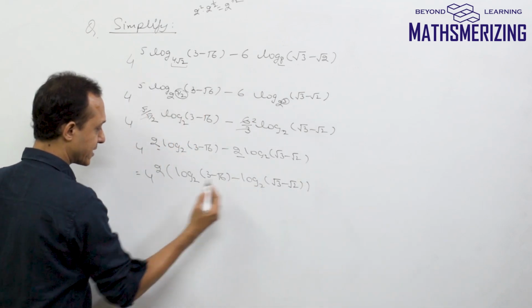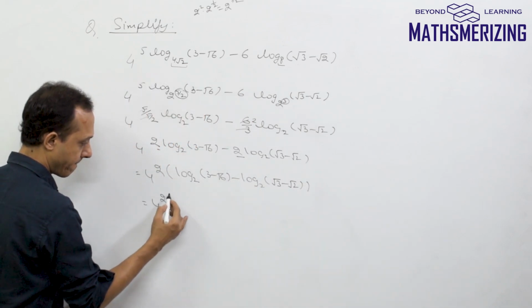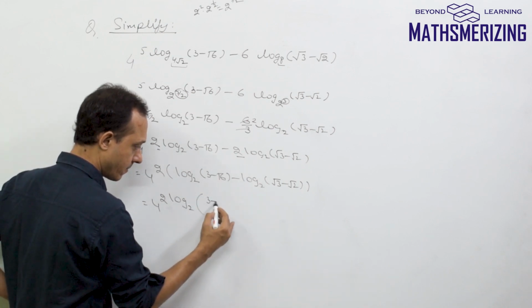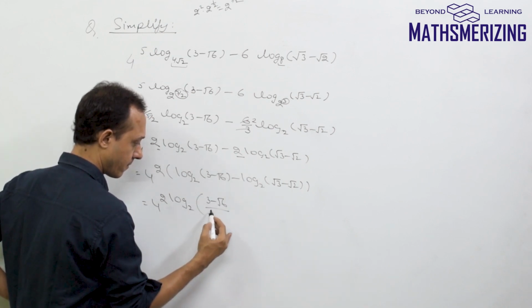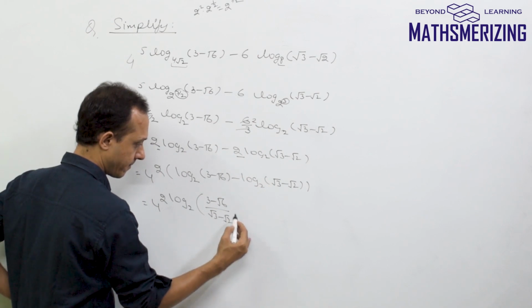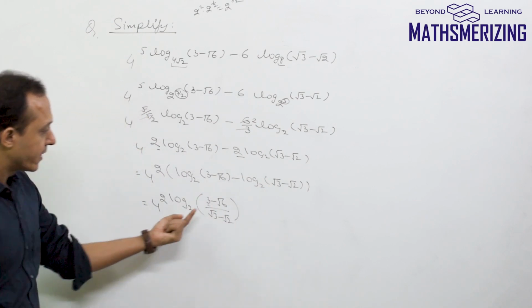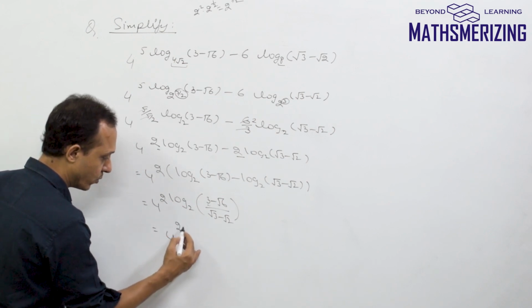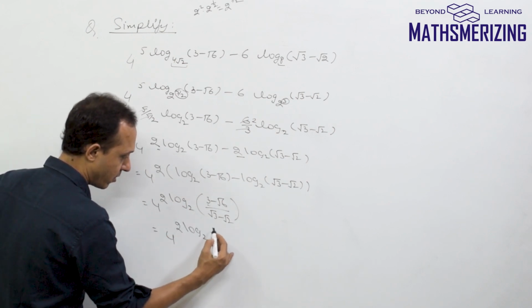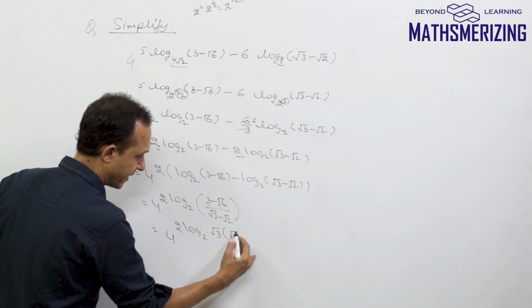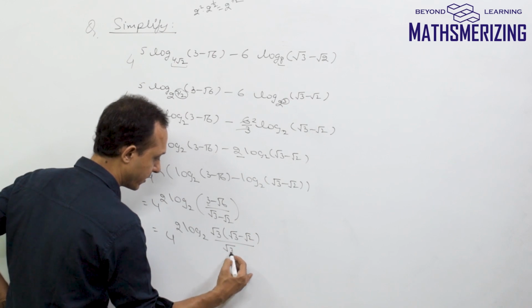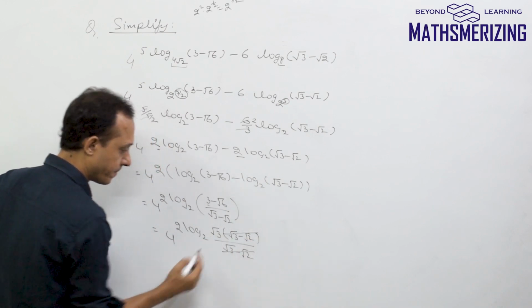Now this is log m minus log n, which is log m by n. Now from the numerator I can take root 3 common. So if I take root 3 common, I'll write this as 2 log, and here I'll write root 3 minus root 2, and this also is root 3 minus root 2, so it'll get cancelled.